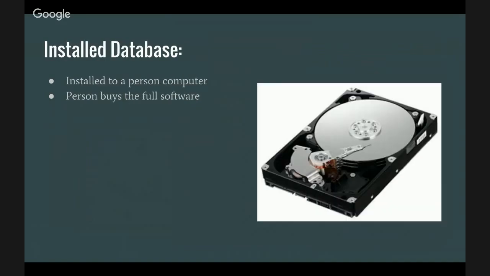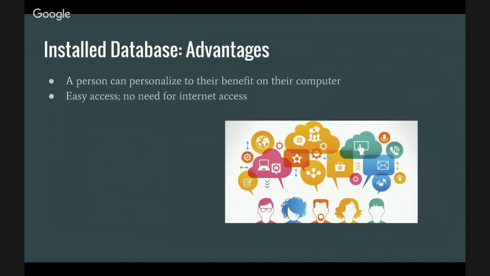Installed databases are installed onto your computer hard drive. You are basically able to buy a full software and install it onto your hard drive so you can easily access it. Advantages: it's easy to personalize and make it beneficial for you, so you can add shortcuts, applications, and files in order to access your data quickly and efficiently, and there's no need for internet access, so you don't have to worry about not having Wi-Fi. You just click on the software and you are able to access it.